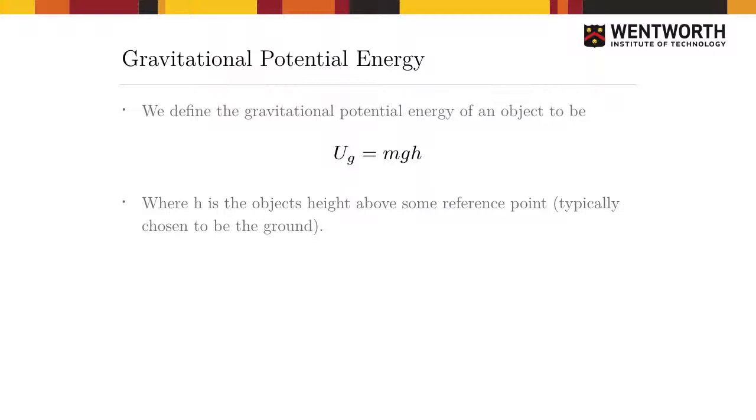Although the reference point, as always, is completely up to you. To denote gravitational potential energy, we use U sub g. And as with any type of energy, it has units of joules.